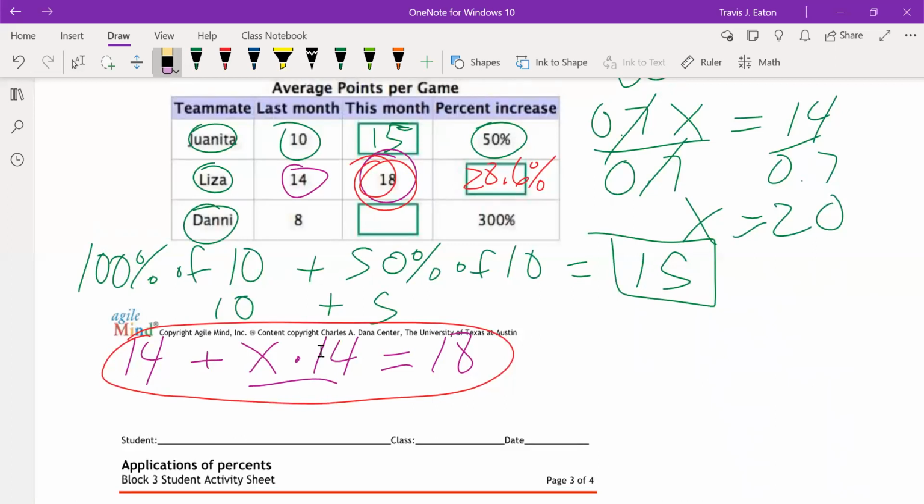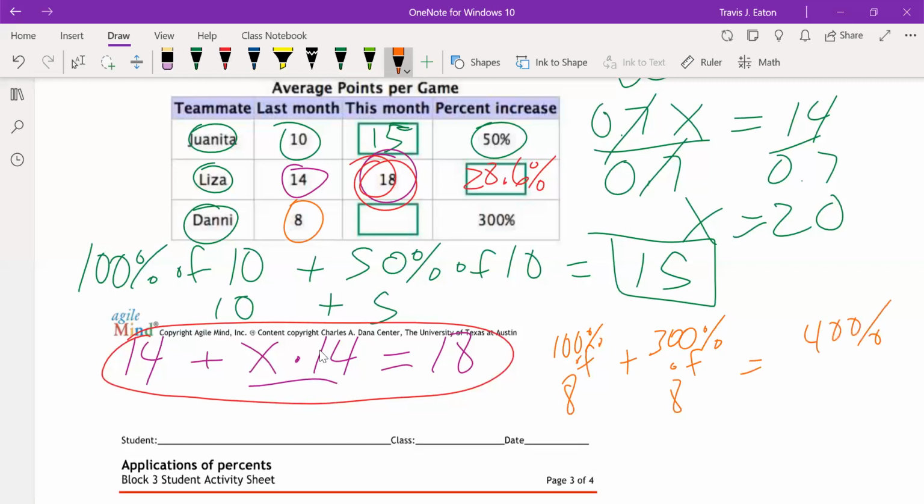Okay, so last month, 8, right? And then she had a 300% increase. So we had 100% of 8, plus 300% of 8. And that's going to equal our new amount, which would be 400% of 8.